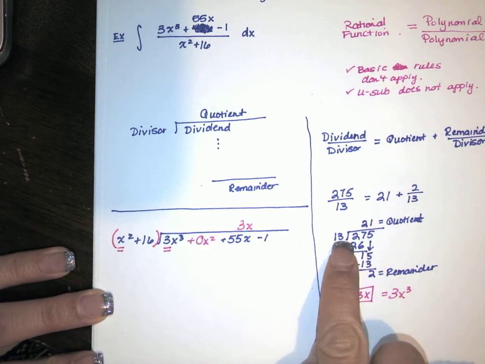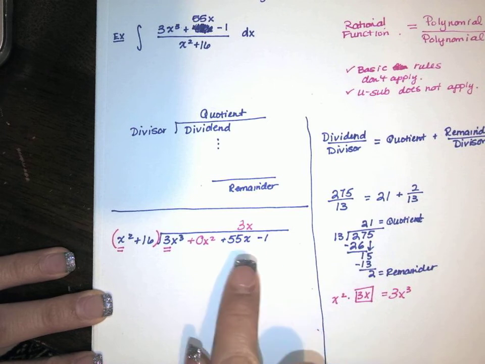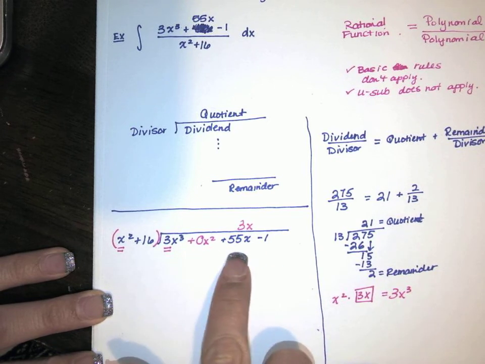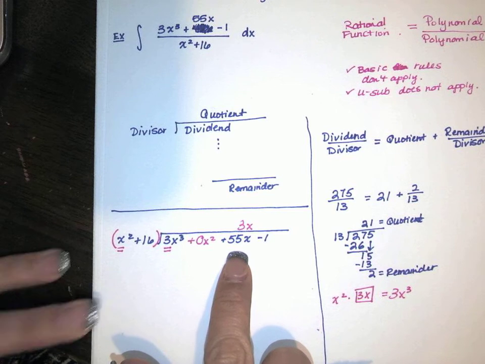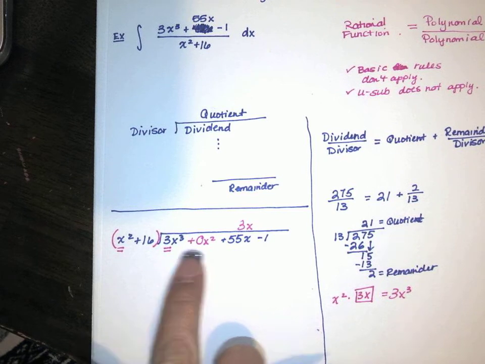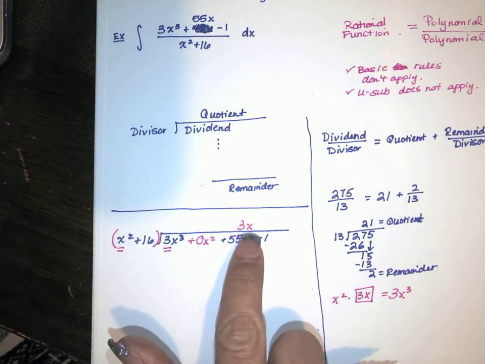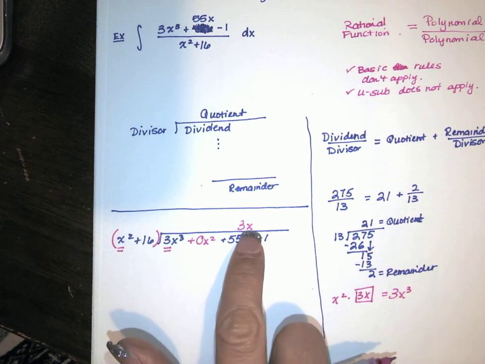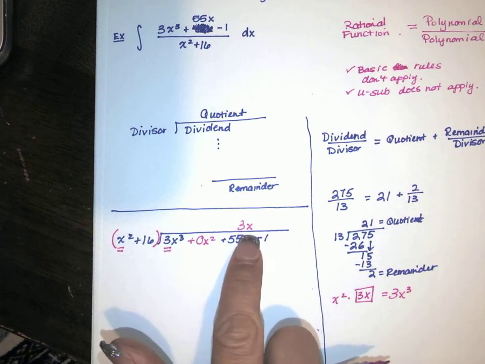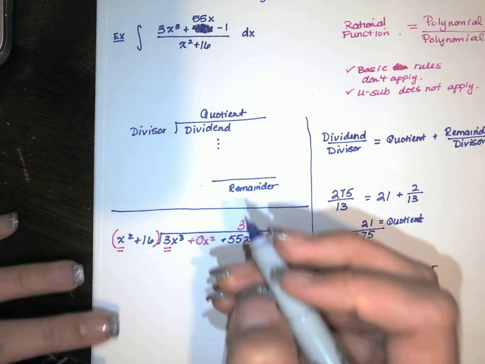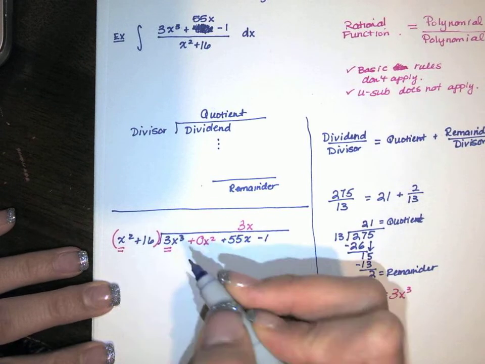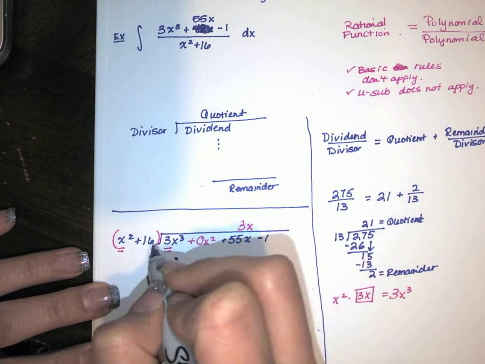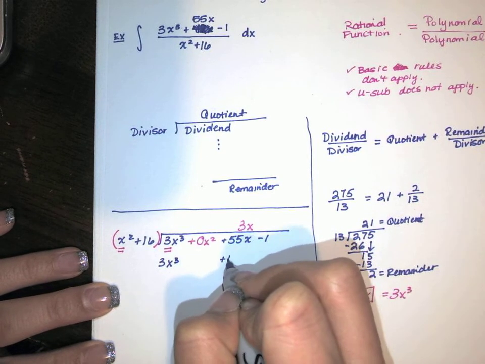Just like we did the 2 times the 13 equals the 26, we're going to take 3x and multiply it by this, and we're going to write our product down here. Now, this is a little different though, because this has 2 terms, and we're multiplying a monomial by a binomial. So that means we've got to distribute. You've got to do the 3x times the x squared and the 3x times the 16. So 3x times x squared is 3x cubed, and 3x times 16 is 48x.